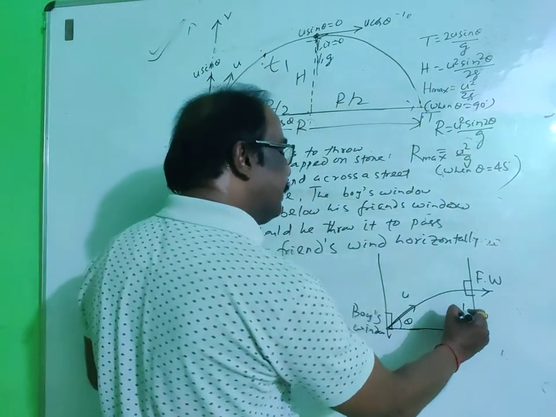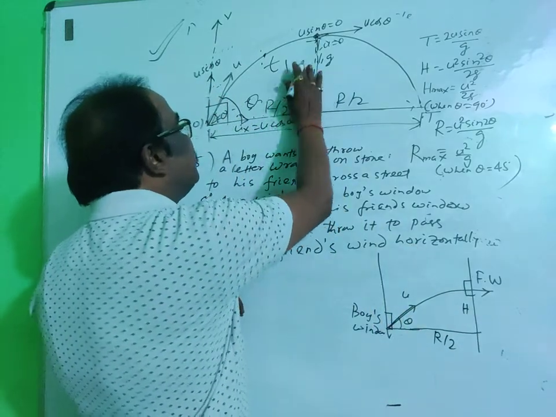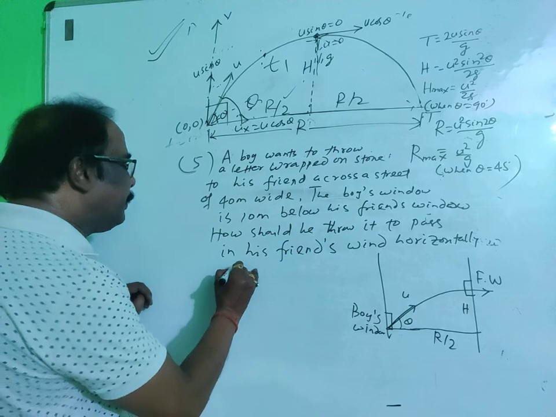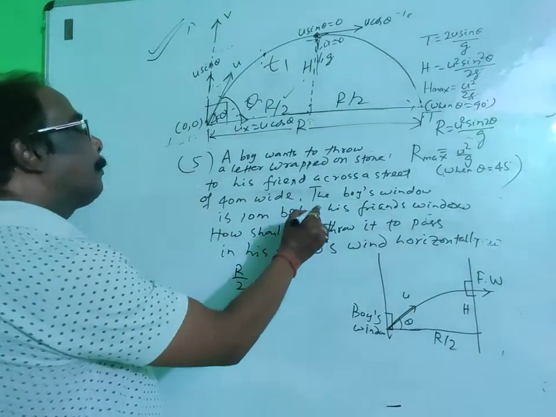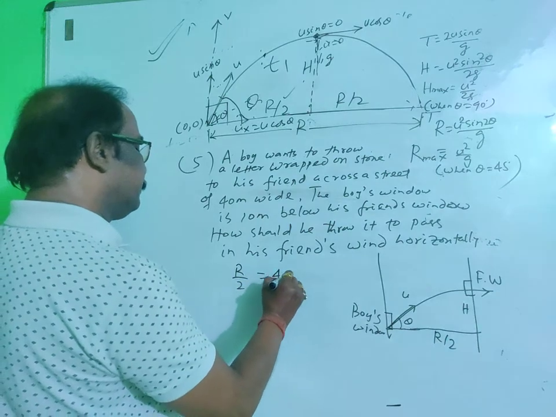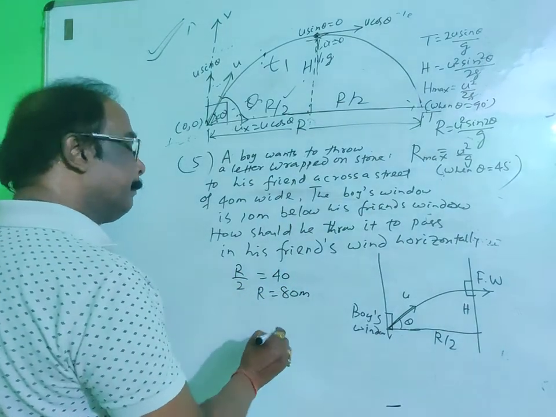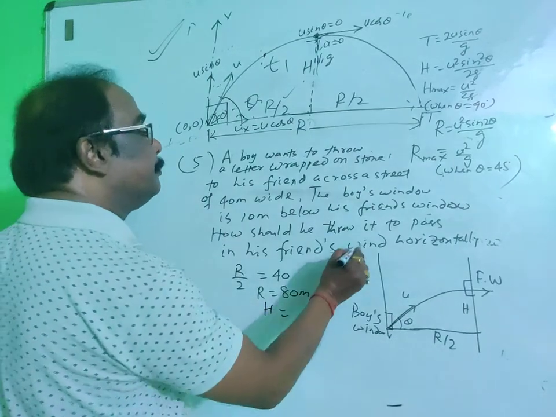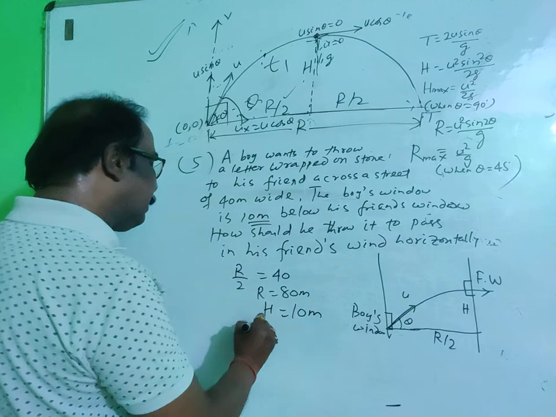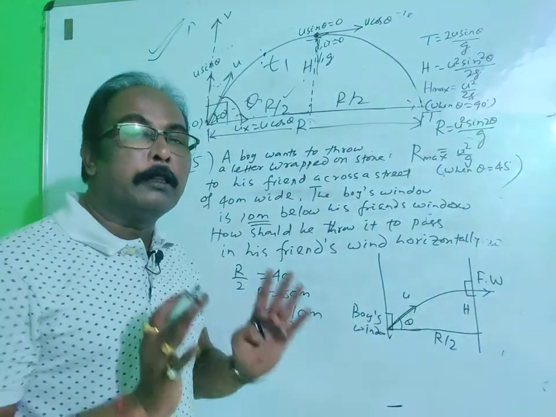So this must be the maximum height, and this distance is R by 2. R by 2 is given as 40 meter, so the range is equal to 80 meter. Then the maximum height is 10 meter. This is our data. Then it is asked how should you throw it, meaning we need to calculate theta.